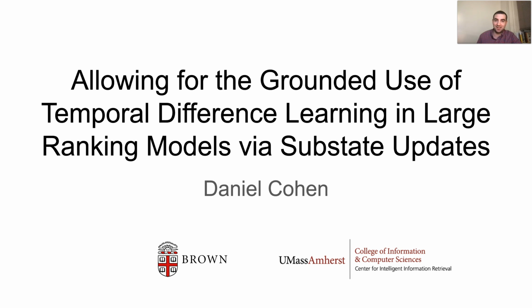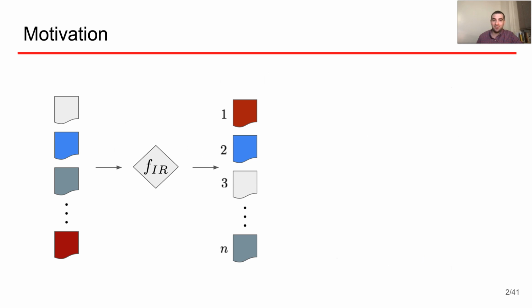I also understand this title is somewhat of a mouthful, so I want to work through it from the basics. Here we have the standard IR problem. We have a set of documents that we need to rank, so we pass these documents into our retrieval model, and we get back an ordered set of documents. Of course, we want to make sure that we actually train our model, so we update our model with respect to some metric. The most popular one is probably pairwise training.